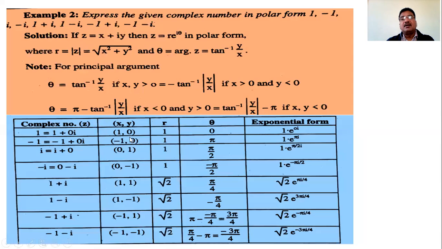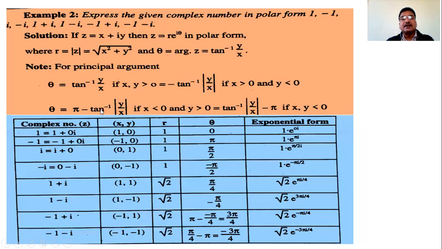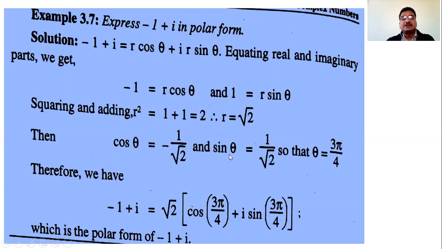Actually, here what is its argument? Principal argument 3 pi by 4. So the answer is 3 pi by 4. Don't use the other method, use this method. Use these formulas for minus 1 plus i polar form. And so its polar form is what? Root 2 in square bracket, cos 3 pi by 4 plus i sine 3 pi by 4. So this is the polar form.